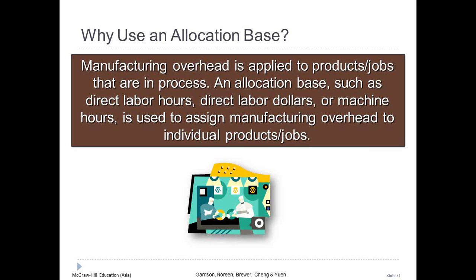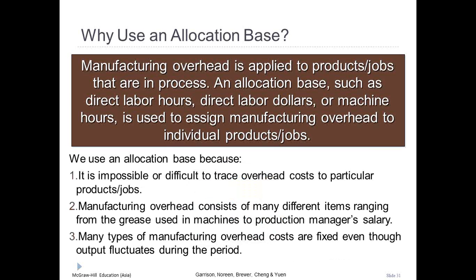Some companies allocate manufacturing overhead using direct labor hours or machine hours. We must allocate overhead costs to products and jobs for a variety of reasons. First, it is difficult, if not impossible, to actually trace overhead costs to particular products and jobs. The cost of grease for machinery, for example, to manufacture our product is part of our manufacturing costs. It would be impossible to accurately trace the amount of grease consumed to manufacture one unit of output.